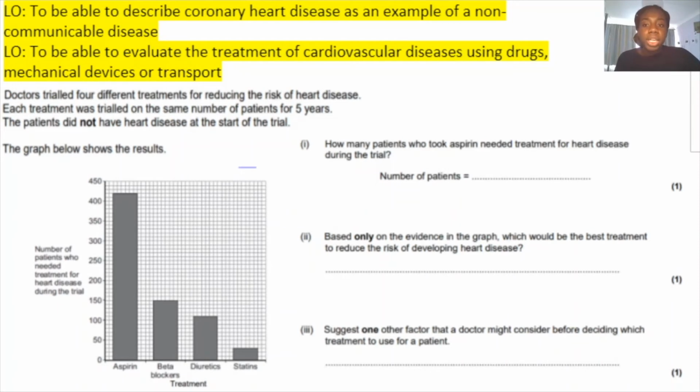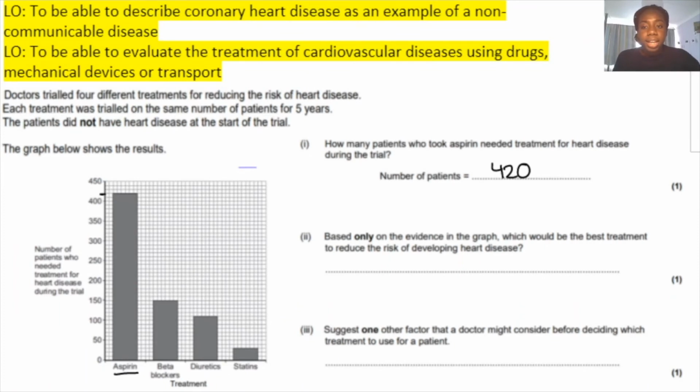The first question is how many patients who took aspirin needed treatment for heart disease during the trial. So for this bit we essentially just need to read off the graph that's been provided. So it's talking about aspirin, so we know we're going to be looking at the first bar on the bar chart, which is here, and then reading off the y-axis we can see that it comes up to the second line after 400, so that's going to be 420 patients.